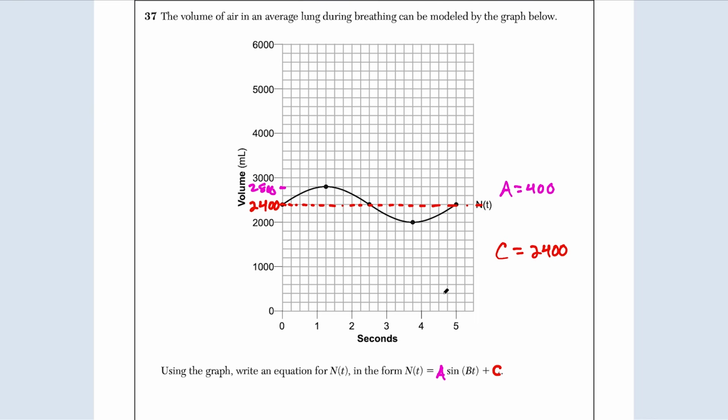So now the last thing that we have to find to write this equation is the b value, and the b value is the frequency of the graph. And to identify the frequency, I find these equations to be very helpful. So just know these equations here, that f is equal to 2 pi divided by p, where f is frequency and p is period.